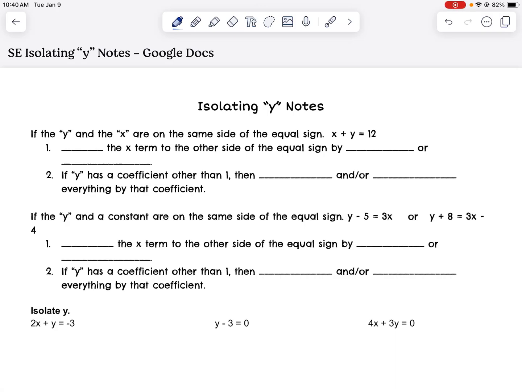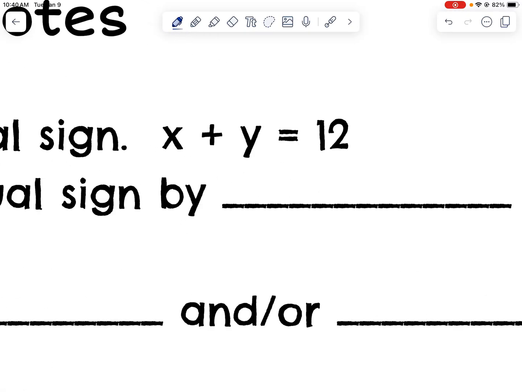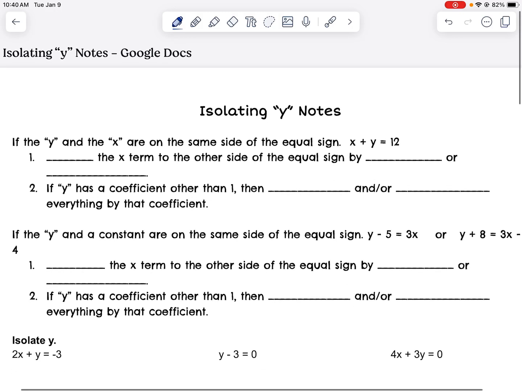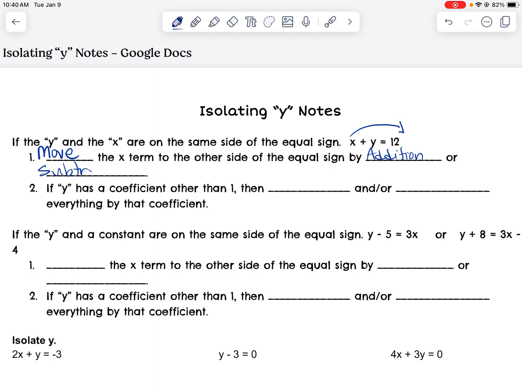Isolating y. If the y and the x are on the same side of the equal sign, like given here, you are going to move the x term to the other side of the equal sign. So you're going to move it onto that side by either addition or subtraction.